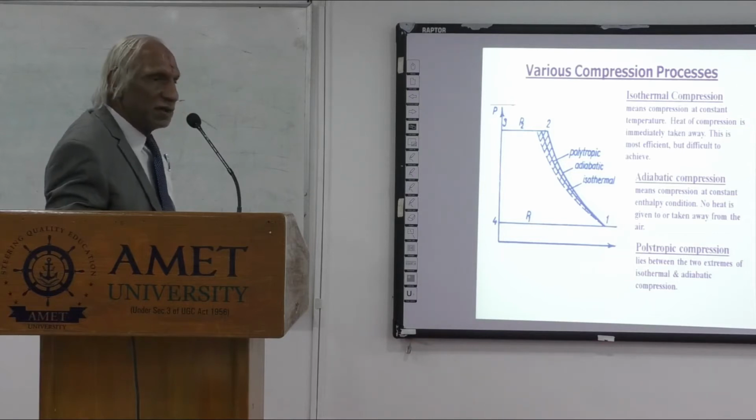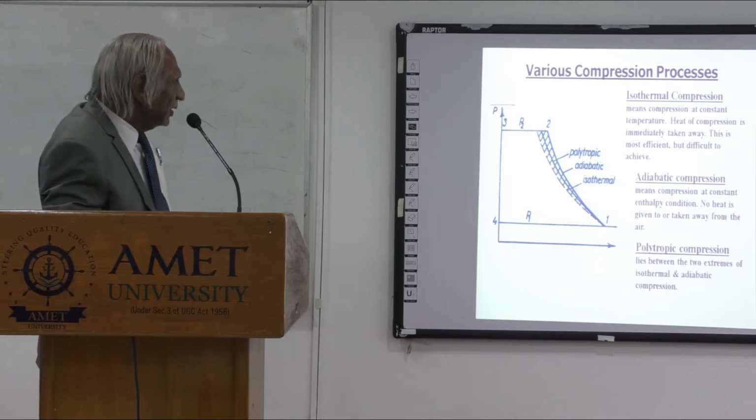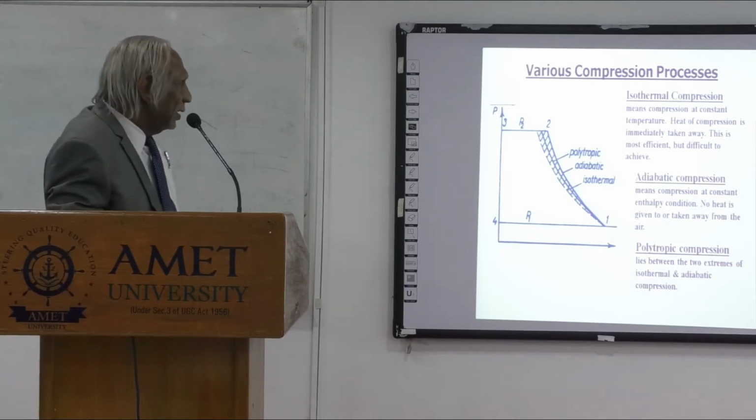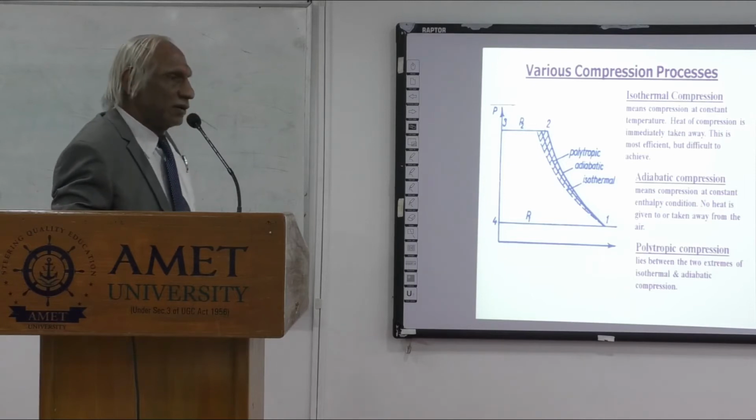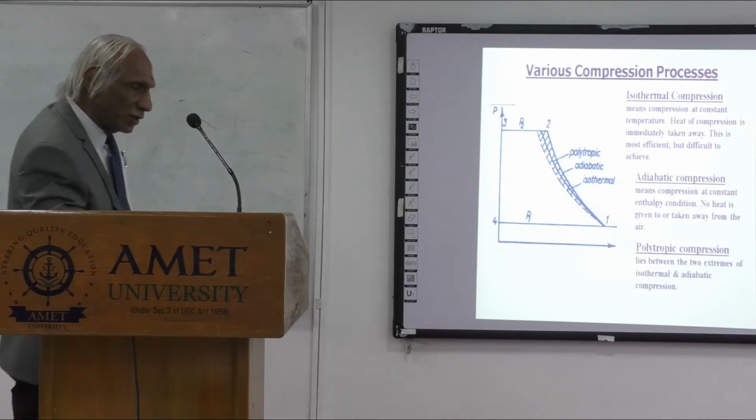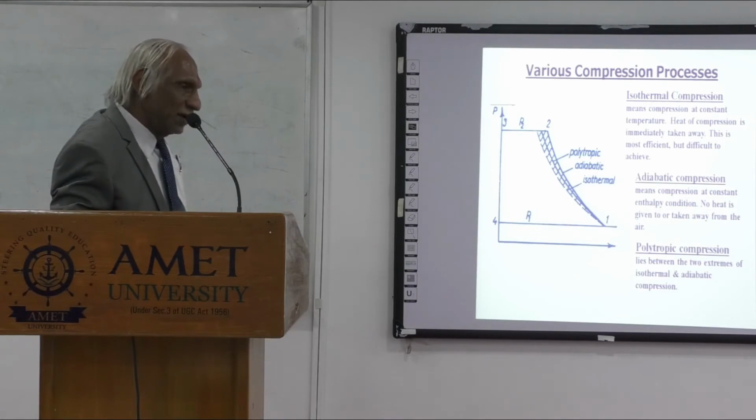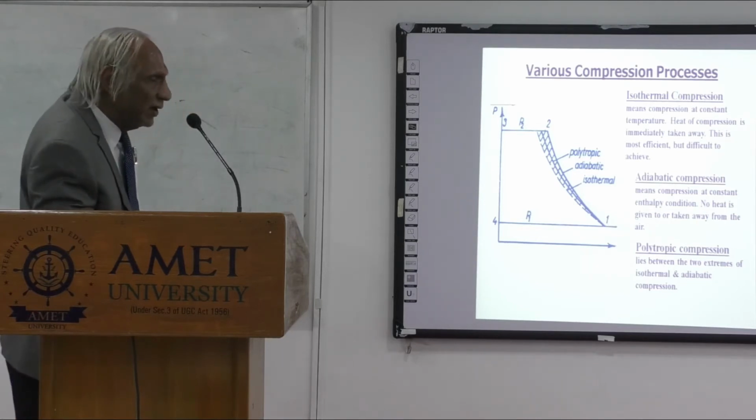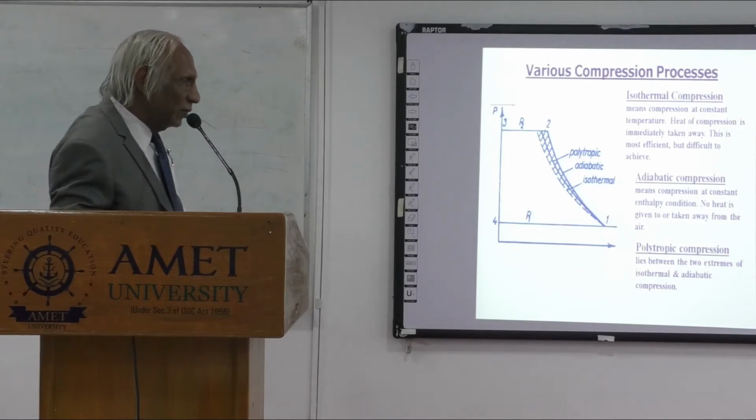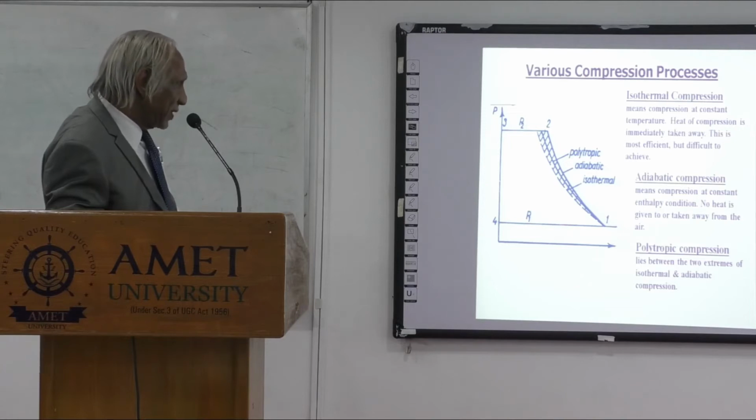As you can see in the graphical representation of the PV diagram, the area under the isothermal curve is the least as compared to the adiabatic curve or the polytropic curve. Both the isothermal compression as well as the adiabatic compression are not practical. Really, we can only approach these in limited stages.